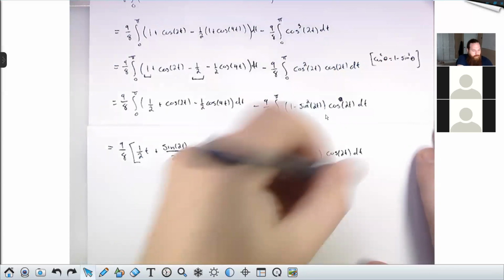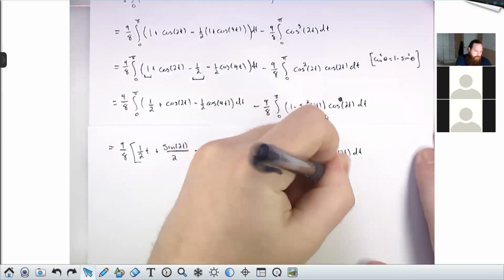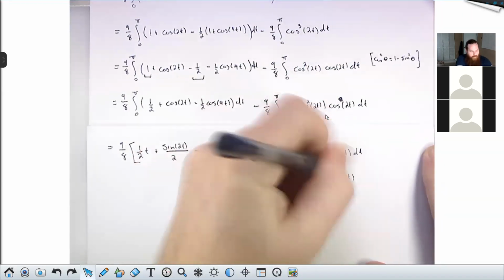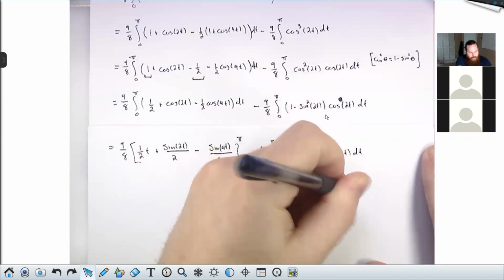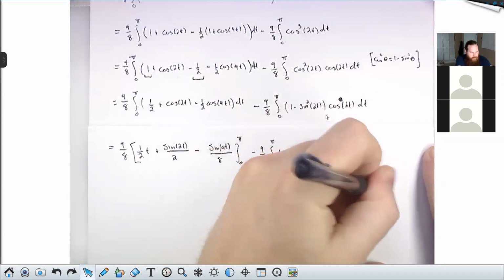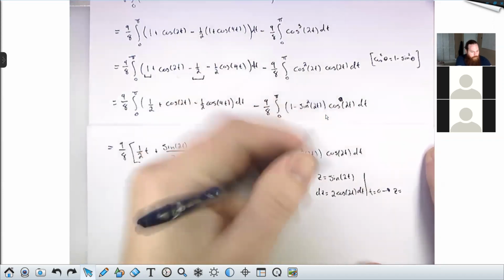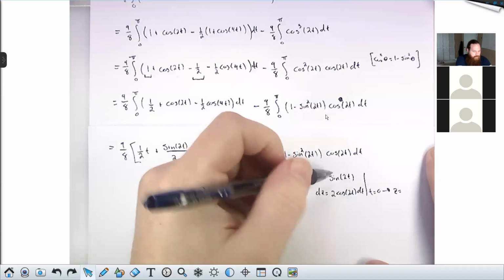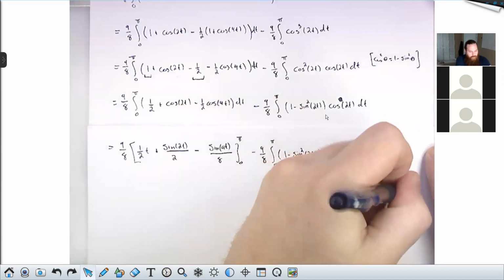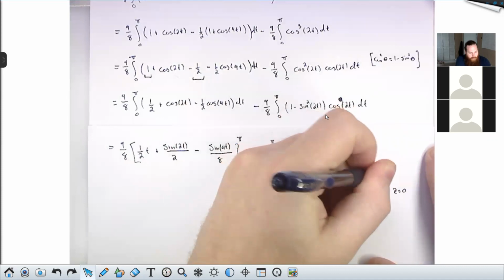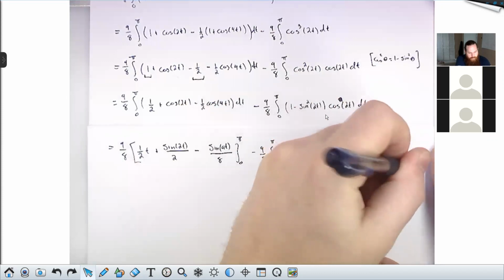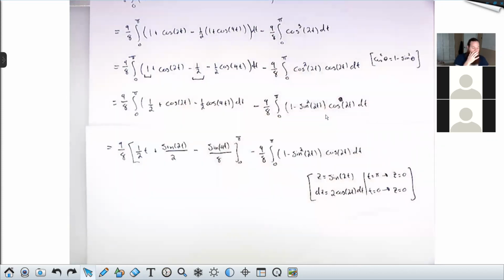So now I'll make the substitution here. z equals sine of 2t. dz is 2 cos 2t dt. And when t is equal to 0, z is equal to the sine of 2 times 0. The sine of 2 times 0 is 0. It's the sine of 0. When t is equal to pi, z is equal to the sine of 2 pi, which is also 0. So as I suspected, this isn't going to contribute anything.